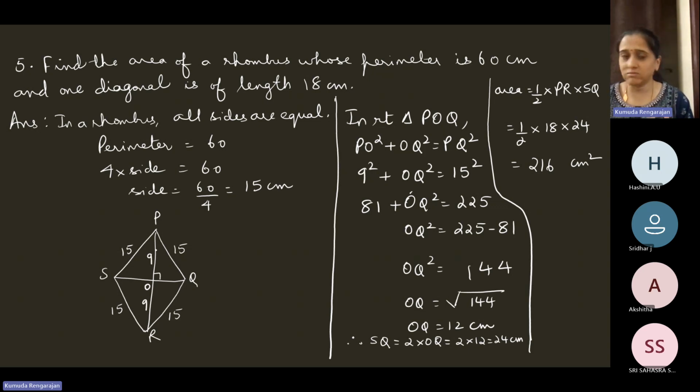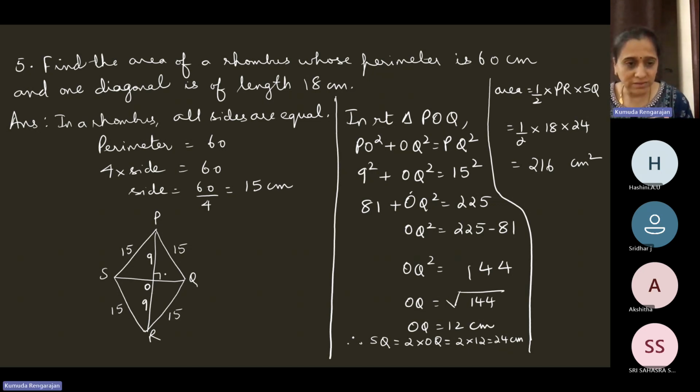So it can be PR or SQ. Okay. So I have taken PR. So 9, 9. That's very important. Don't put 18, 18. PR is 18. One diagonal. PR is a diagonal. Okay. PR is 18. That means PO is 9, RO is 9.